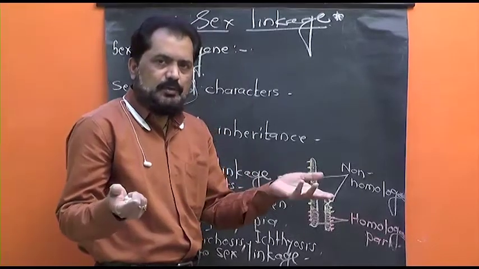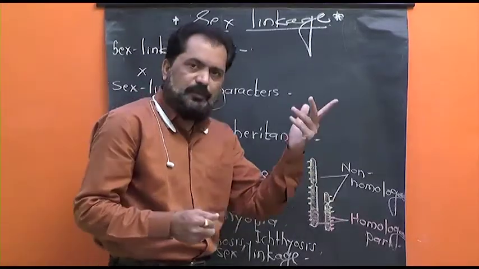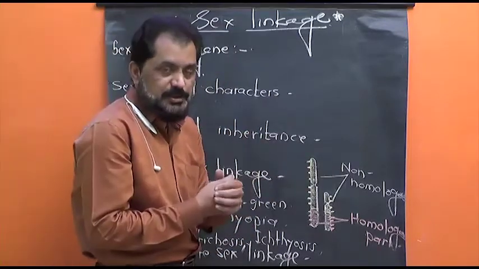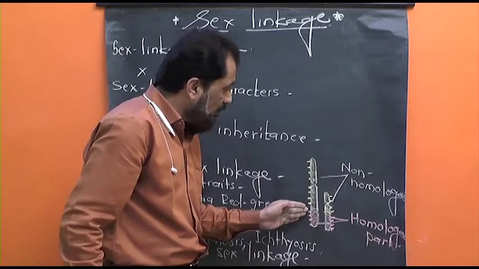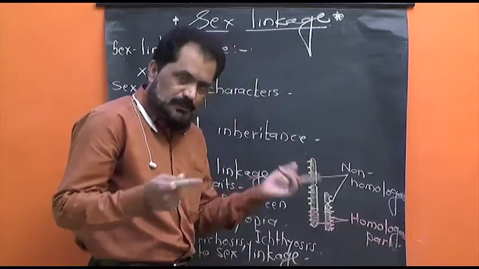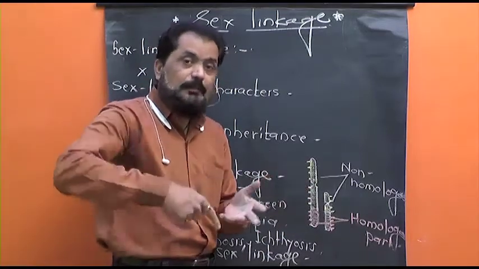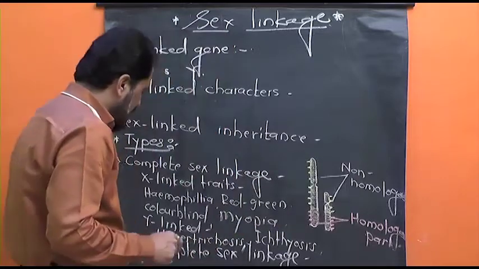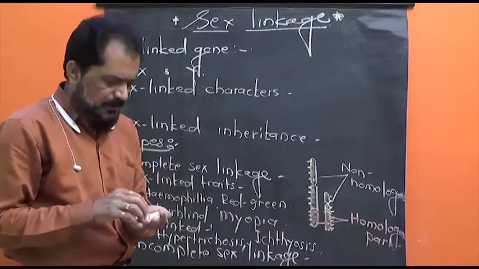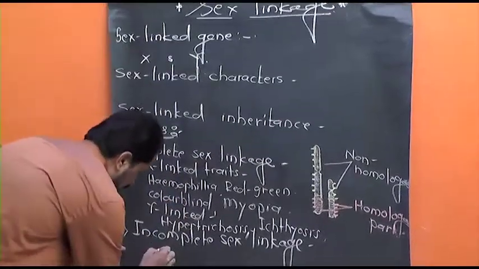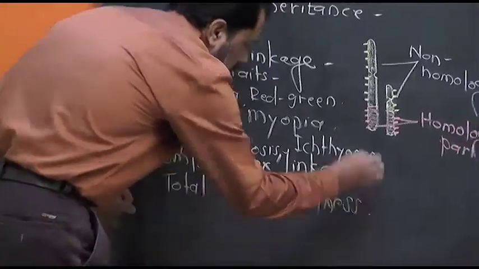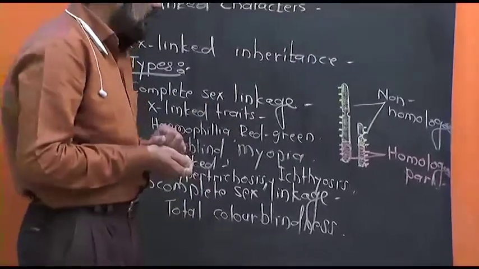And you know, during crossing over there is mutual exchange of corresponding segments of the chromatids, and so there is an exchange of genes. So the genes present on the homologous part of X can be exchanged with Y and vice versa. So obviously they cannot show complete sex linkage. This type of sex linkage is called incomplete sex linkage. A very typical example of incomplete sex linkage is total color blindness, about which also we shall talk later on.